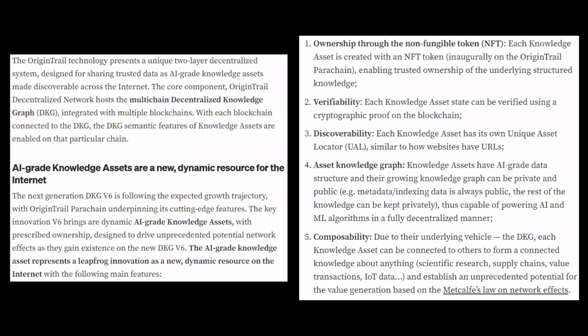The OriginTrail technology presents a unique two-layer decentralized system designed for sharing trusted data as AI-grade knowledge assets made discoverable across the internet. The core component, the OriginTrail decentralized network, hosts the multi-chain decentralized knowledge graph DKG integrated with multiple blockchains. With each blockchain connected to the DKG, semantic features of knowledge assets are enabled on that particular chain. And AI-grade knowledge assets are a new dynamic resource for the internet.